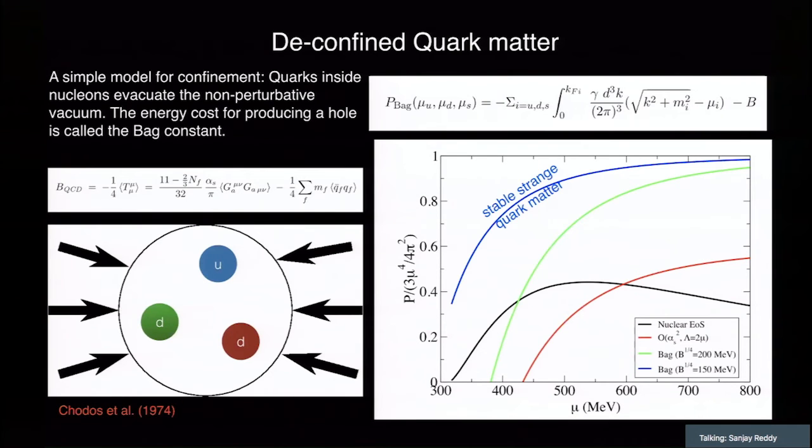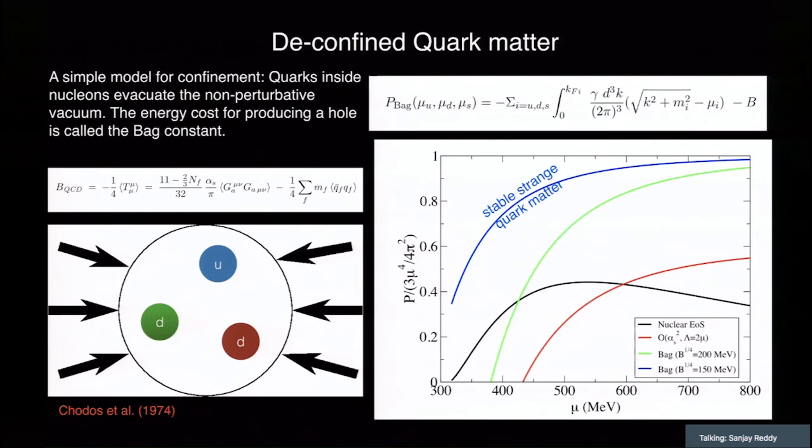So that just means that we have to discuss about 2 or 3 times nuclear density. We really have to start thinking about the quarks as important degrees of freedom, and a very simple model that has been used in the study of quark matter at high density is called the quark bag model. And this quark bag model provides the simplest explanation for confinement and deconfinement phase transition.